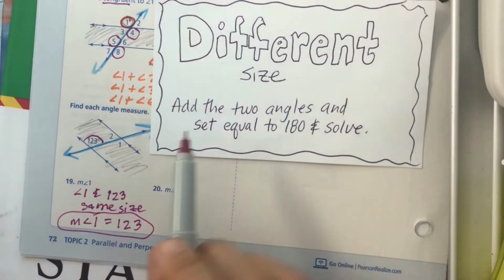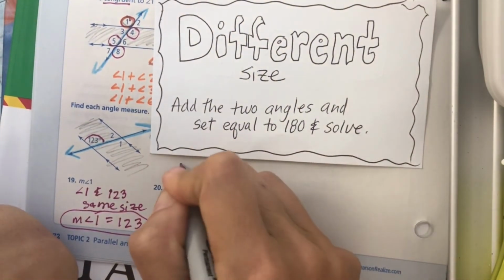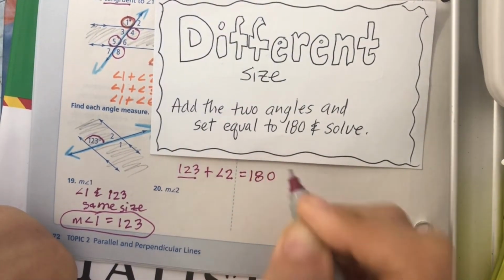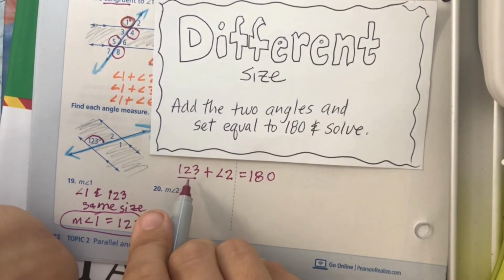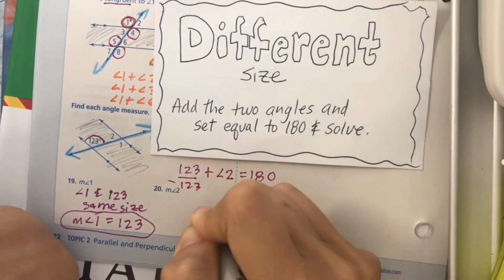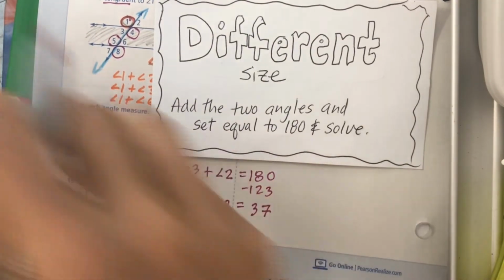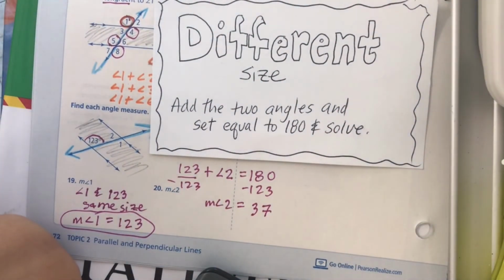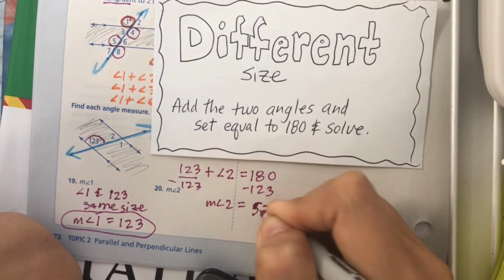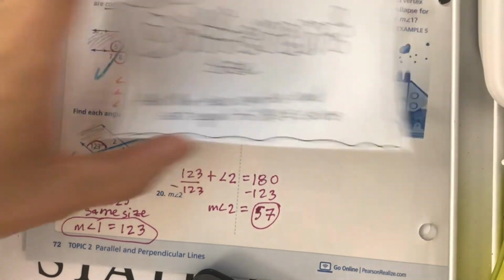So we're going to do this. Add the two angles and set them equal to 180. So this angle, 123, plus this angle, angle 2, if I add them together, they should add up to 180. So let's do that. Subtract 123 on both sides. So the measure of angle 2 is 37. Let me just double check that. 57. Oh, sorry about that. Good thing I double checked it. Now let's keep going.